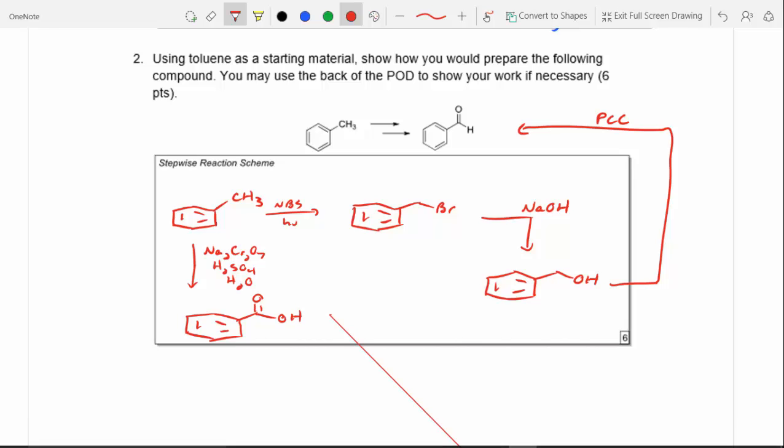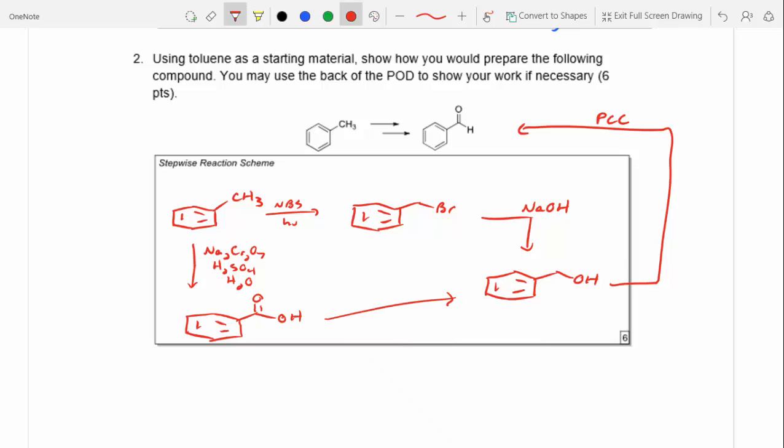And then how can we get from benzoic acid to this alcohol? Yeah, lithium aluminum hydride. We normally use excess, and then we follow this up with water, and that will get us to our primary alcohol that we can oxidize to benzaldehyde.